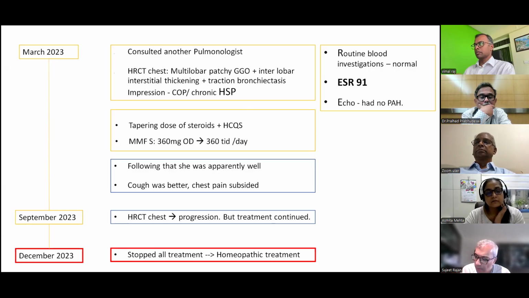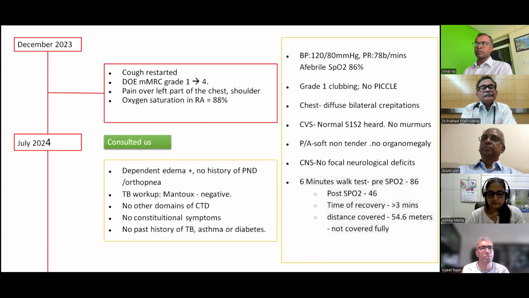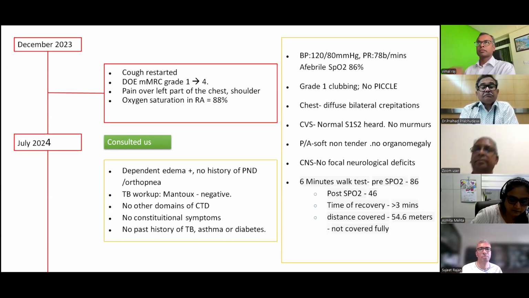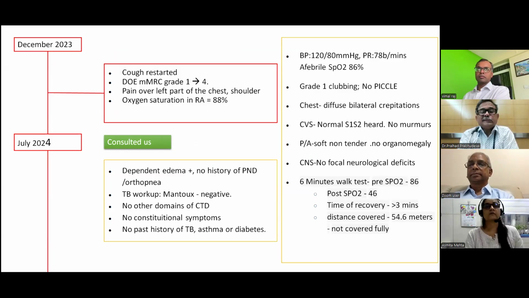Towards the end of the year, because she was feeling symptomatically better, she stopped everything and moved on to an alternative system of medicine. A few months later, cough restarted, and the dyspnea on exertion started to worsen from grade 1 to grade 4. She started having regular chest pain over the left side with some radiation, and then her oxygen saturation began to fall. This happened between December and July. By July 2024, last year, she consulted us.